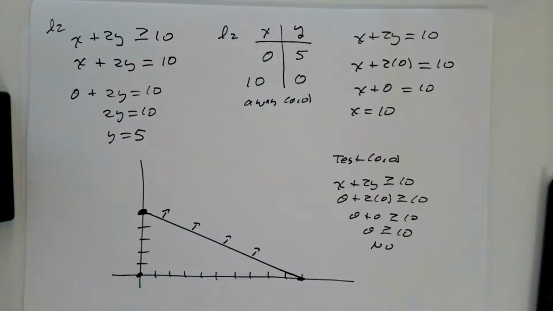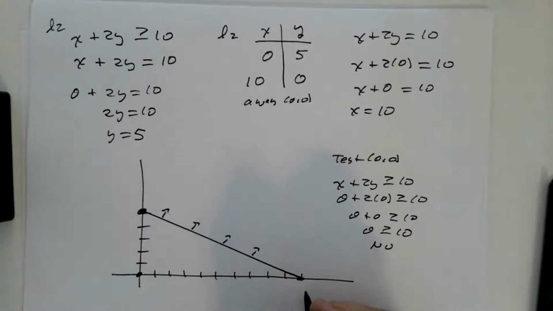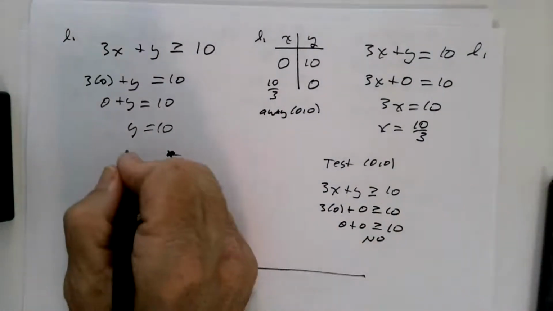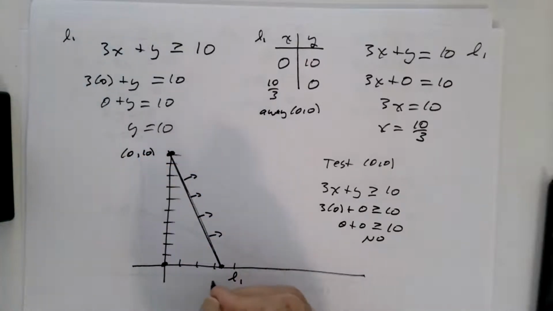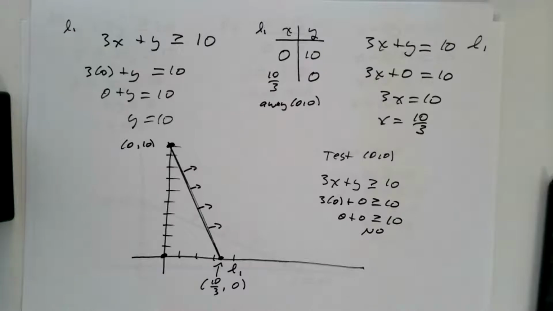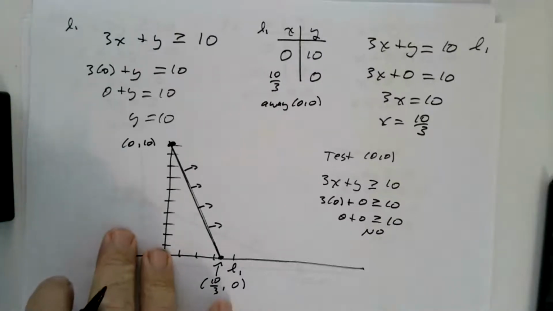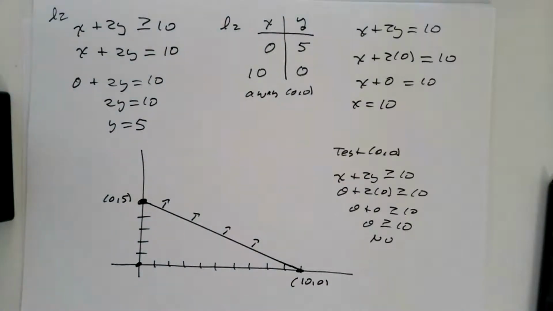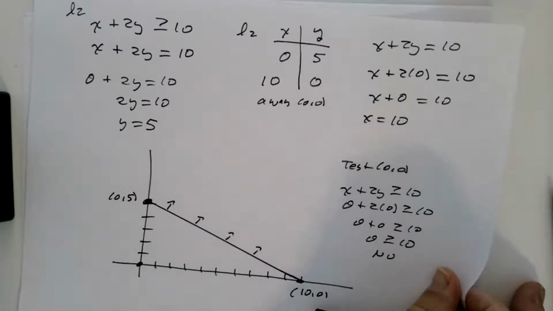So we have these two pieces we've got to put together. Now, this was 10, 0 and this was 0, 5. In our first example, we had 0, 10 here, and we had 10 thirds, 0 here. And you can see in each case, we are shading away from 0, 0. So this will be an unbounded region. And for a standard max problem, you're not going to have a maximum on an unbounded region. But if it's a standard min, you can have a minimum value, and that's our case here.